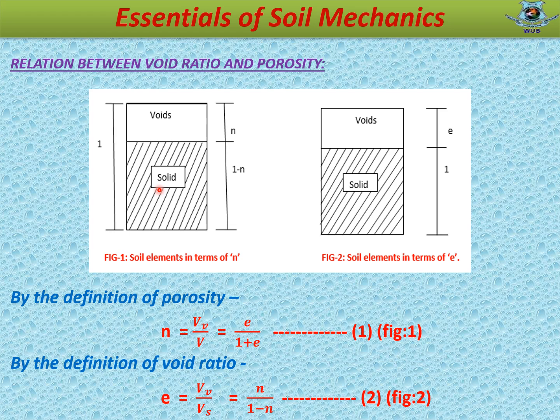Similarly, from figure 1, if the volume of the voids is taken equal to n, the total volume of the element will be 1 and hence the volume of solids would be equal to 1 minus n. From figure 2, we have by definition of porosity n equal to volume of voids Vv divided by total volume V equal to e divided by 1 plus e. Similarly, from figure 1, we get by definition of void ratio e equal to volume of voids Vv divided by volume of solids Vs equal to n divided by 1 minus n.